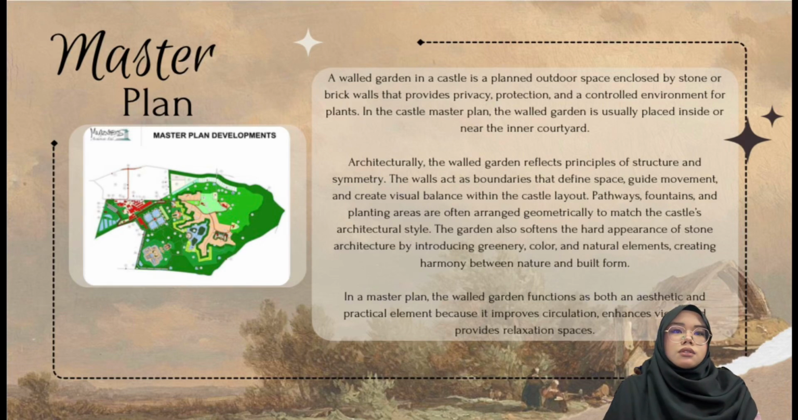The garden also softens the hard appearance of stone architecture by introducing greenery, color, and natural elements, creating harmony between nature and built form. In a master plan, the walled garden functions as both an aesthetic and practical element because it improves circulation, enhances views, and provides relaxation spaces.